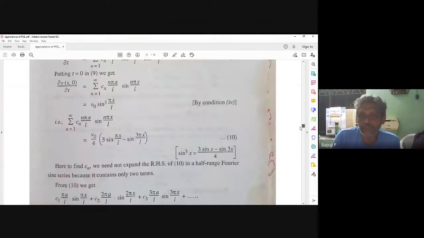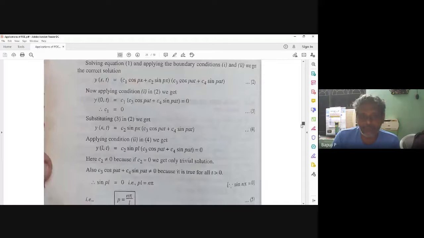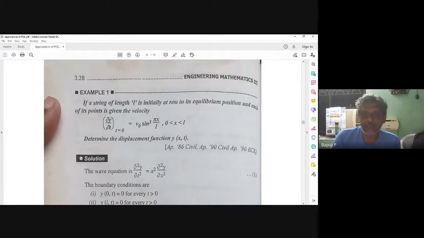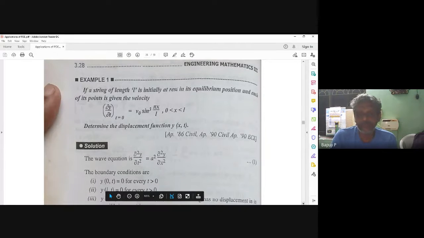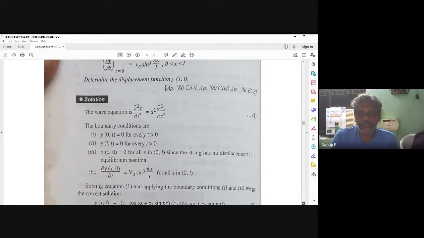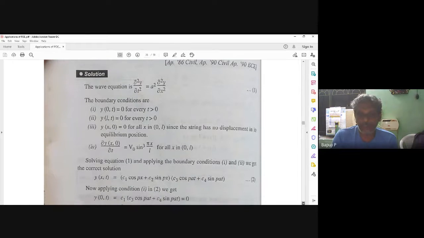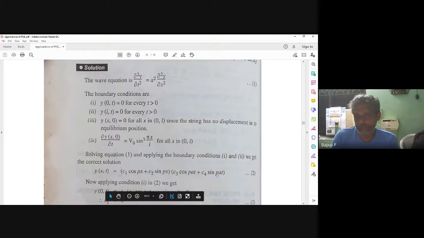Okay. Now see, this problem is the same story. It is beautifully given dou y by dou t. But read the problem carefully, whether it is telling displacement or velocity. Velocity means the story is different, displacement means the story is different. Here it is given velocity. Better always write this first: this is the equation, then the conditions. After that, we know the correct solution. This is the correct solution.